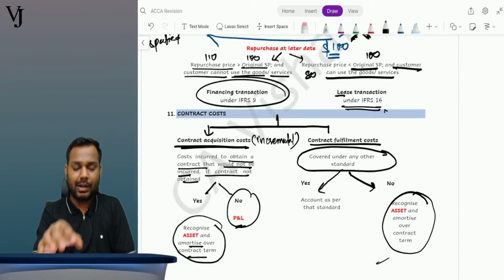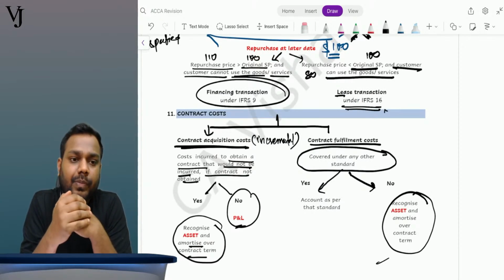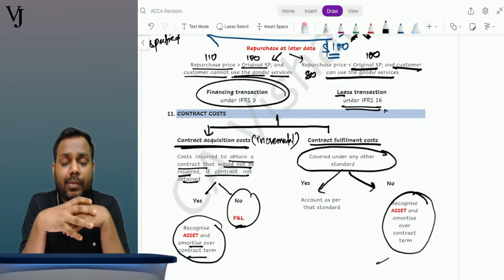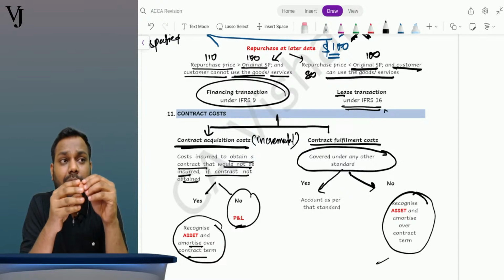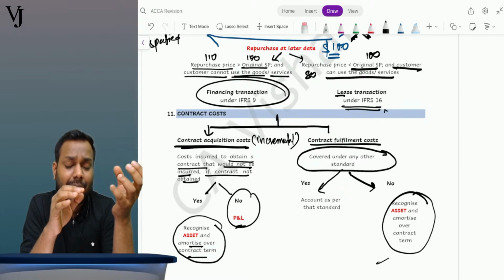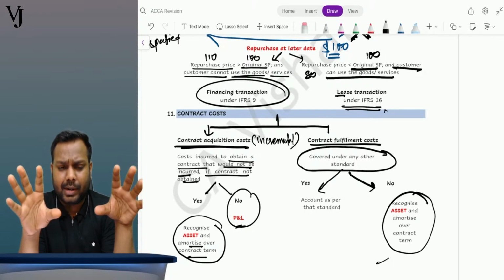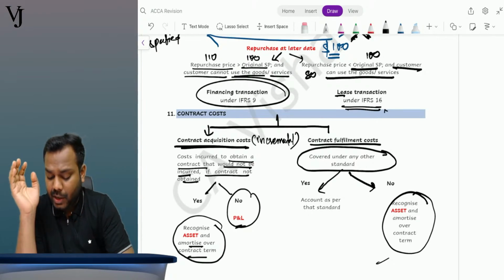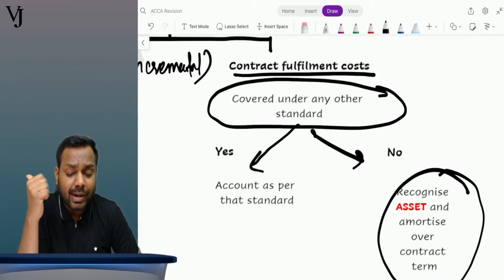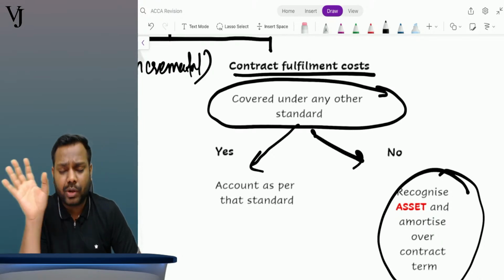So basically, costs can be of 2 types. Cost to acquire the contract: if you have incurred some cost to acquire the contract, you have to see, is it incremental in nature? Yes, then recognize as an asset and amortize over the contract term. If it is not incremental, transfer it to P&L. If you have incurred some cost to fulfill the contract, then see if it is covered under any other standard. Yes, then cover under that standard. If not, then recognize it as an asset and amortize over the contract term.